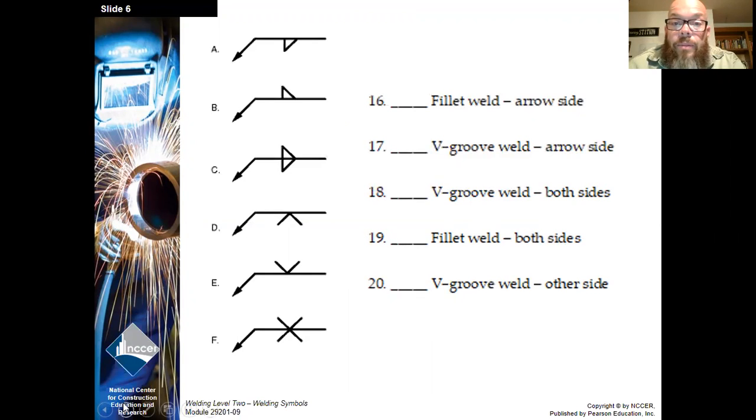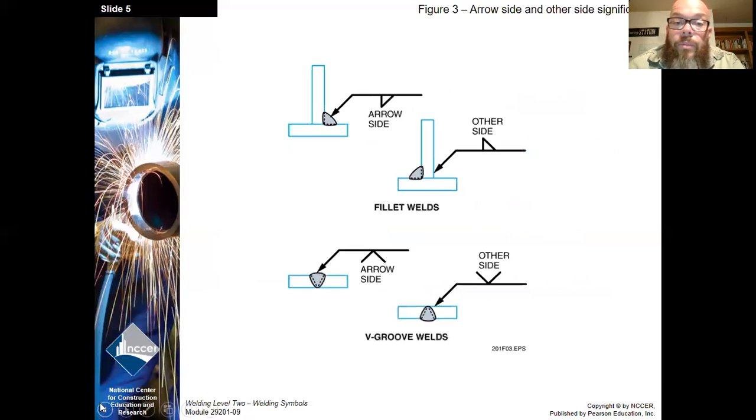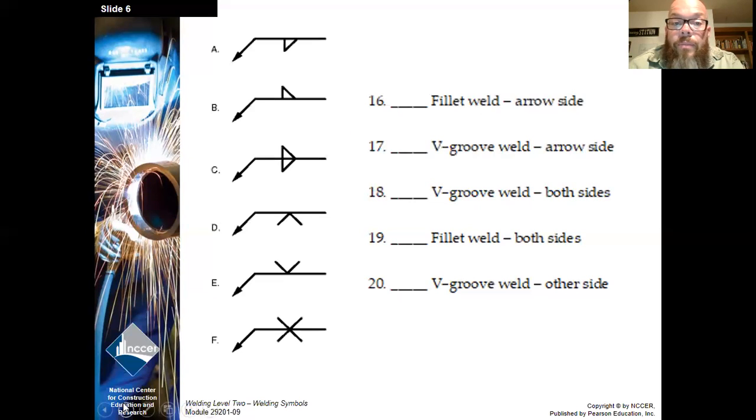Okay, so here's a couple to look at. This actually is taken directly from the exam. So you need to look through these. Fillet weld on the arrow side. We go back here real quick. Arrow side's always on the bottom. So 16 will be A. V groove weld on the arrow side, that would be D for 17. V groove weld on both sides would be F. Fillet weld on both sides would be C. And a V groove weld on the other side would actually be D.